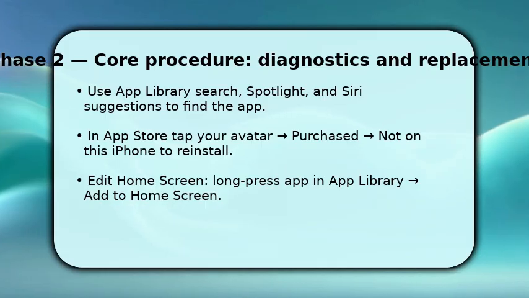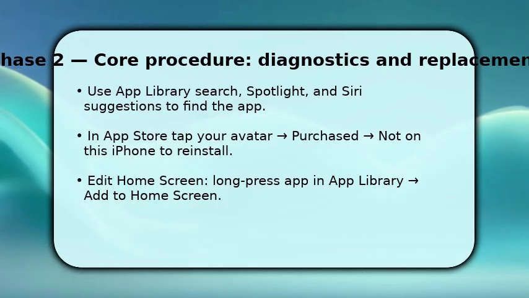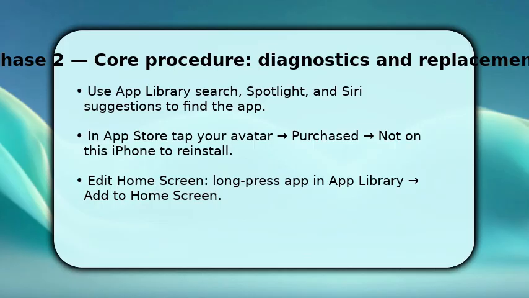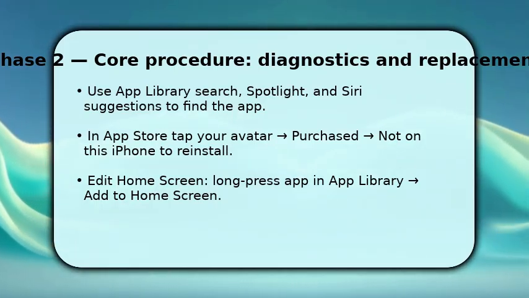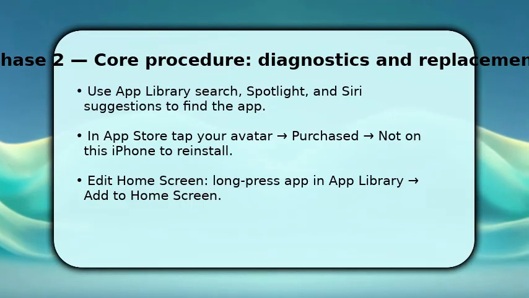Offloaded apps need redownloading. To restore to home screen, long press the app in App Library and choose Add to Home Screen. Make sure Siri and Search permissions are enabled so the app appears in Suggestions and Spotlight going forward, preventing it from disappearing again.